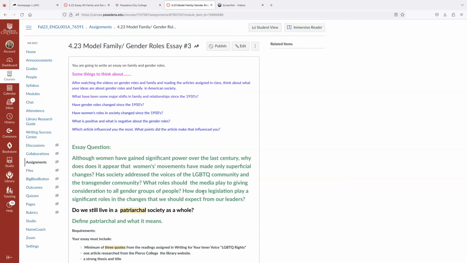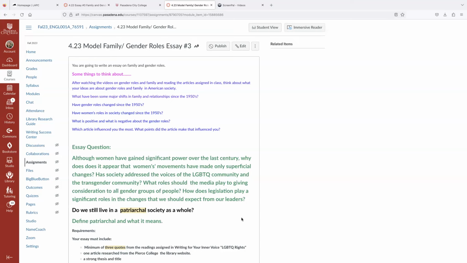Has society addressed the voices of the LGBTQ community and the transgender community? What role should the media play in giving consideration to all gender groups of people? How does legislation play a significant role in the changes that we should expect from our leaders? So, do we still live in a patriarchal society as a whole? So you should define patriarchal in your paper and what it means.